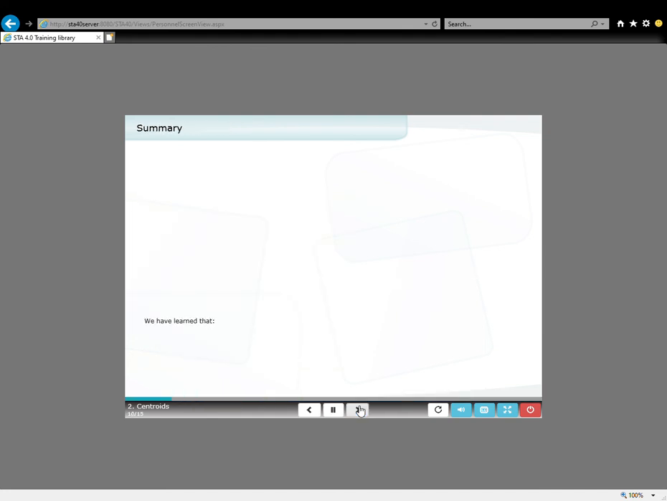We have now reached the end of this chapter about centroids. We have learned that the centre of buoyancy is at the geometric centre of the underwater volume, whilst the centre of gravity is the point through which the weight of the body acts. The centre of area of a plane surface is the geometric centre of that area.